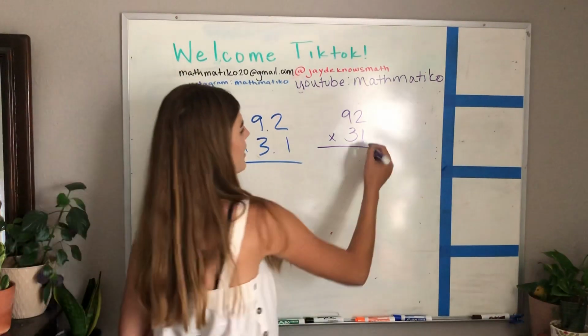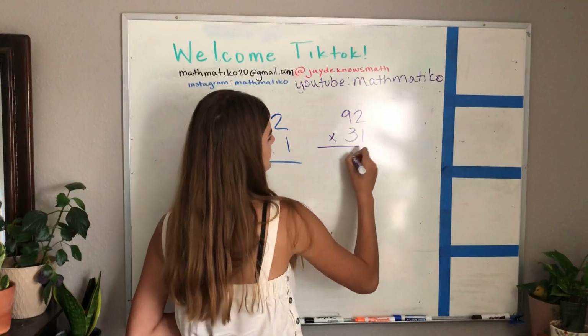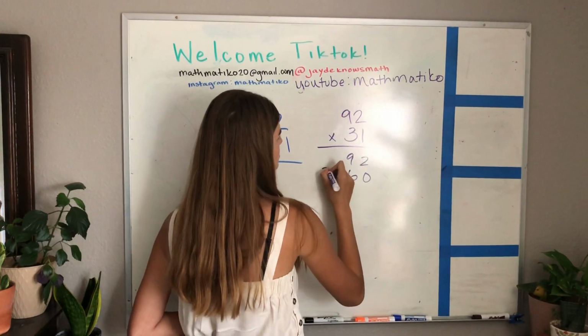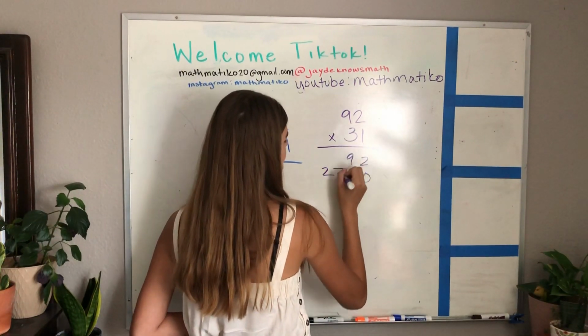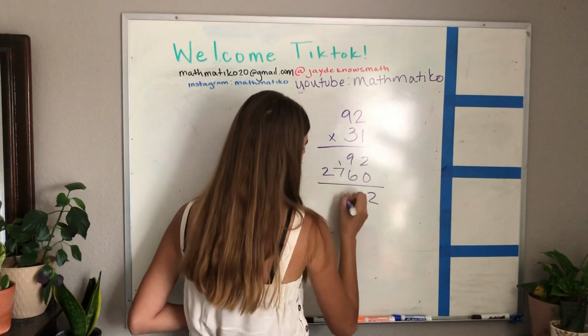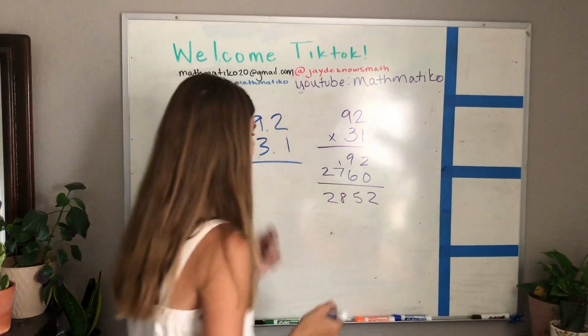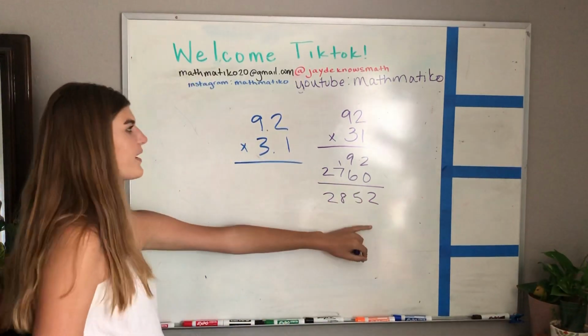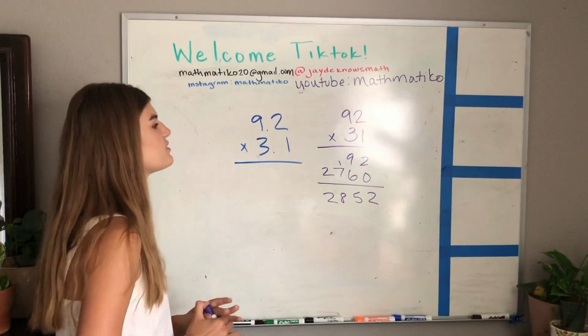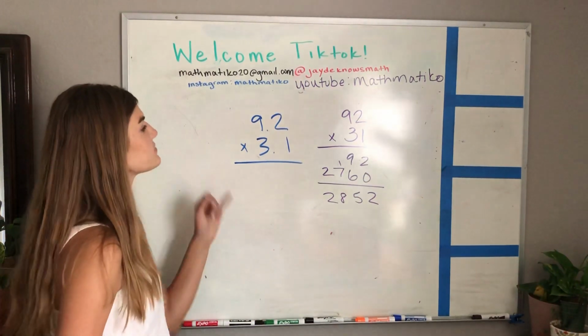2 times 1 is 2, 1 times 9 is 9. 2 times 3, 6, 27, 18, 29. Now we're going to add these. All right. So this should be your big answer, 92 times 31. You should get 2,852.